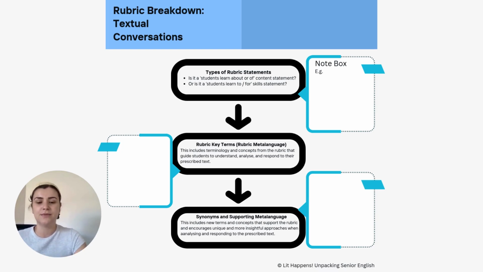Now, the next segment of the flowchart is the rubric, and that becomes the meta language that students will use. And it's really important to use these rubric terms because they actually give students a way in for analysis.